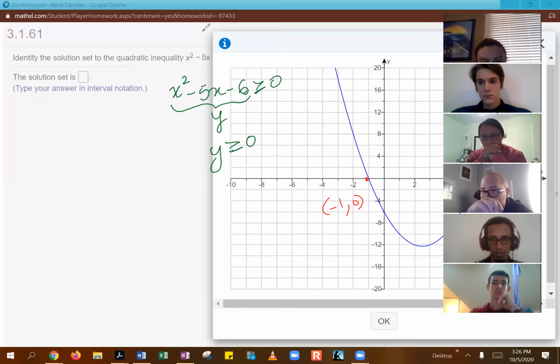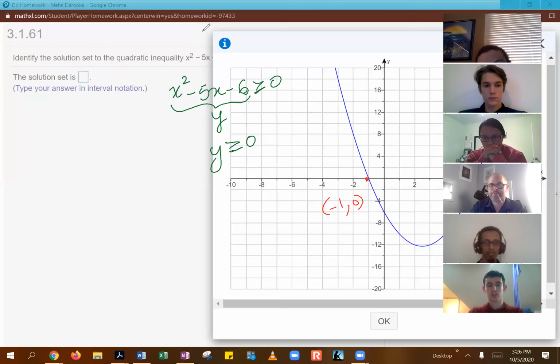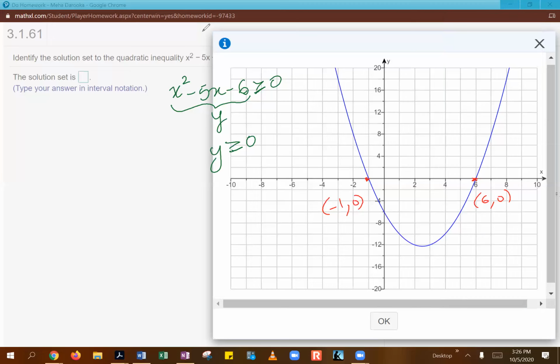Okay, so let's see, James, you sent something. You're saying from -infinity to -1, including -1, and then union. Did you mean to have that parenthesis in there or just the bracket? Okay, so then you're going from 6 to infinity, including 6. Very nice.